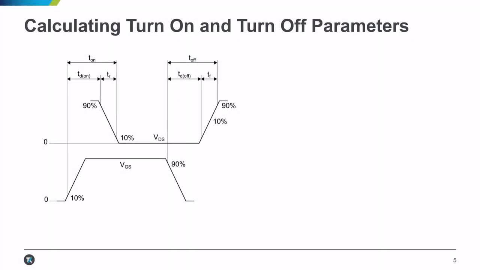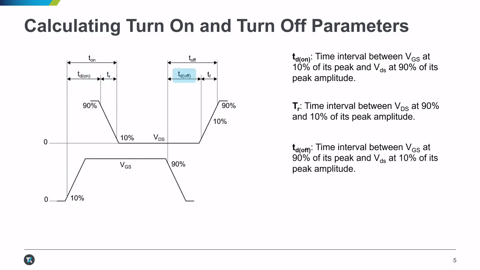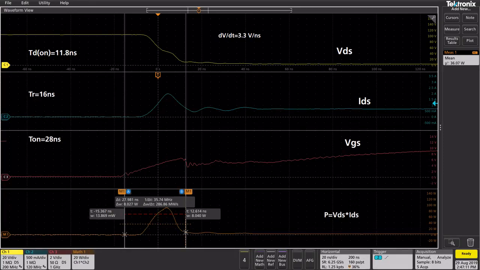To calculate the turn-on and turn-off parameters, we compare the falling edge of the first pulse and the rising edge of the second pulse. The on time is a sum of the time interval between 10% of VGS and 90% of VDS, and the time interval between 90% and 10% of VDS. The off time is a sum of the interval between 90% of VGS and 10% of VDS, and the time interval between 10% and 90% of VDS. Cursors on the scope can be used to retrieve the timing parameters.